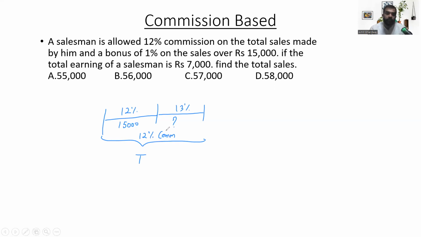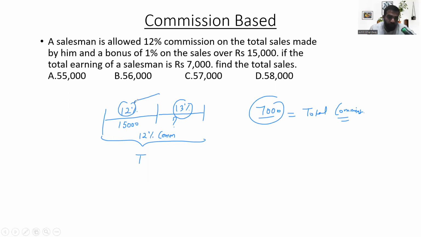The total earning of the salesman from the commission is 7,000. This is given. This is the total commission value. The commission you will get is this. Find the total sale. The T value you have to find. Please, very important thing, right? This is 13%. This is 12%.